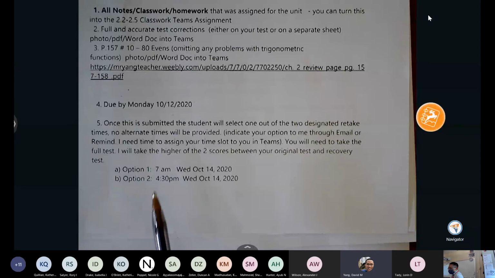You will need to take the full test if you want to do the recovery test. And then I will take the higher of the two scores between your original test and the recovery test.